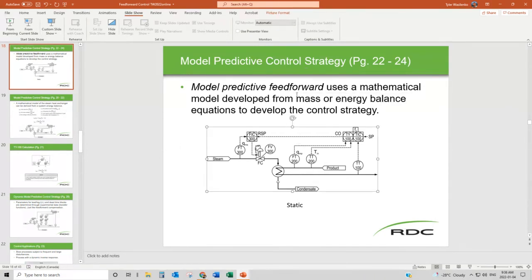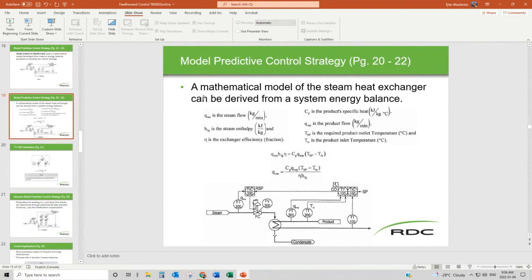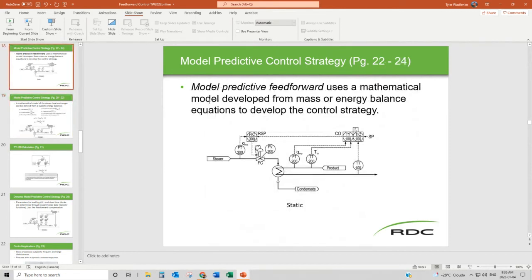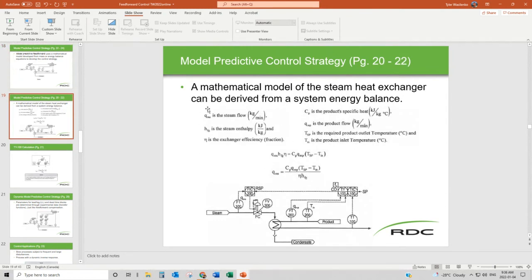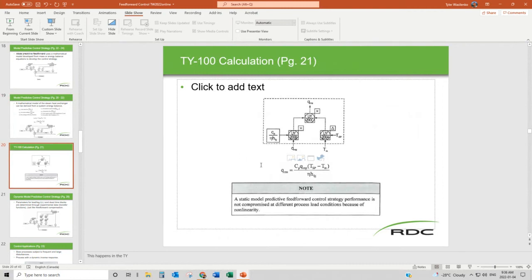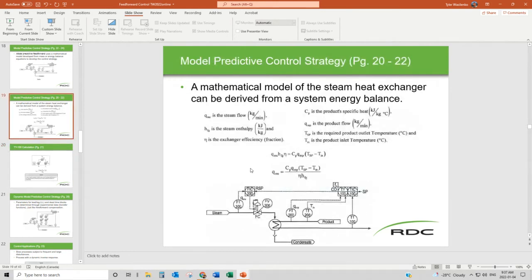Okay, so model predictive from mass energy balance equations. And here's what it looks like in an old block diagram, but here's what it looks like in a math diagram. So, okay, very complicated, all kinds of wonderful things that we have to calculate, usually above our pay grade. We're not too worried about it, but do understand that model predictive relies on this mass energy balance math. So we don't have to worry about any of this kind of math. This is just for information purposes for you guys here. Static model predictive feedforward control strategy performance is not compromised at different process load conditions because of nonlinearity. So that's an important thing to associate with this model predictive strategy.